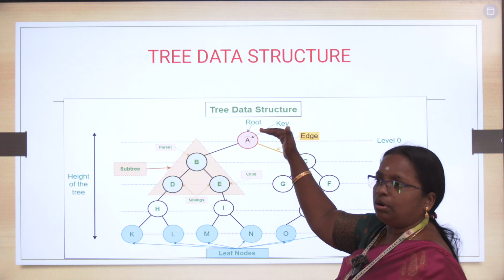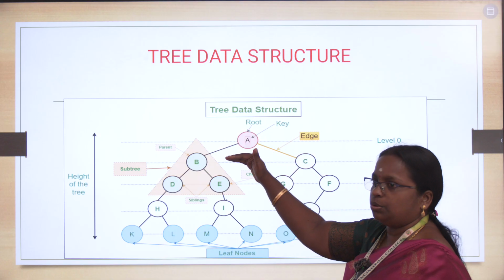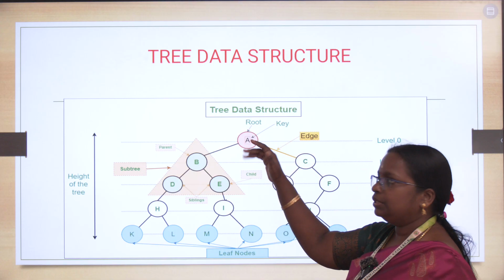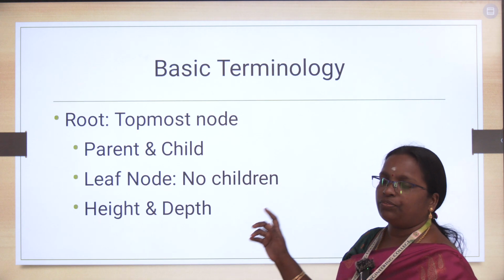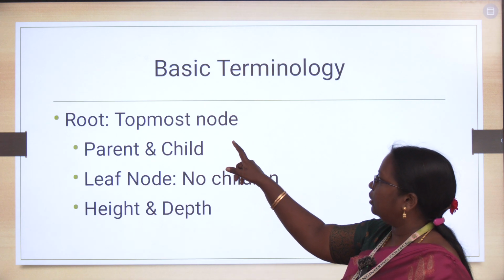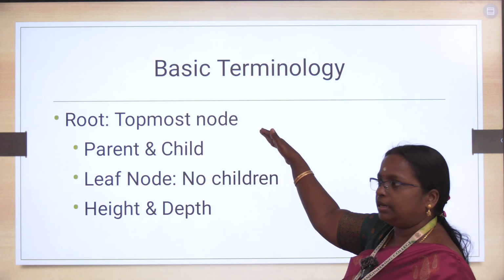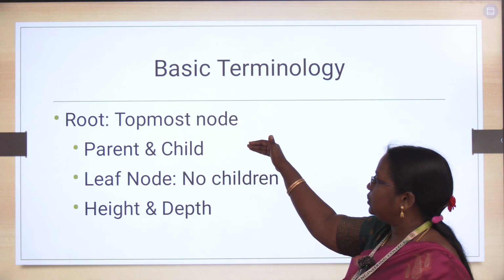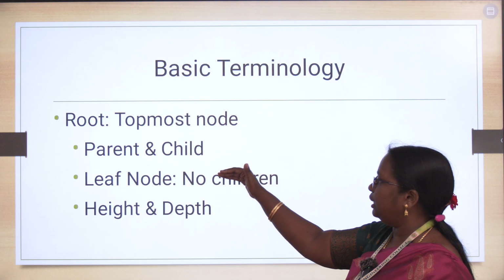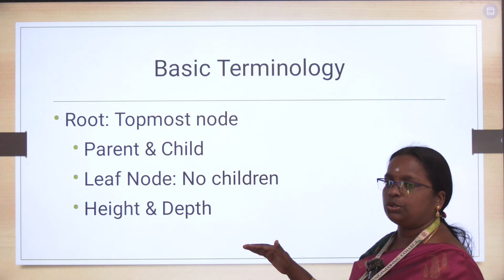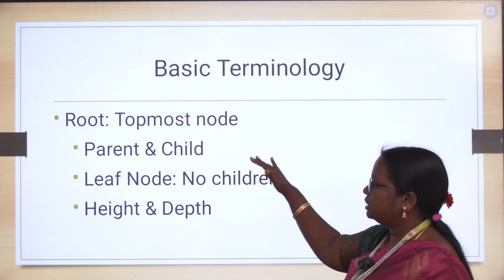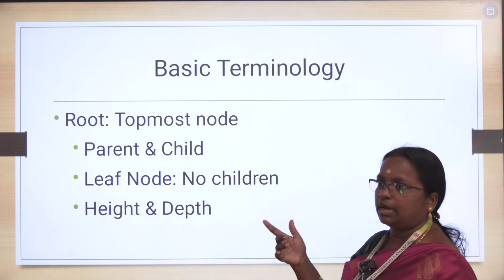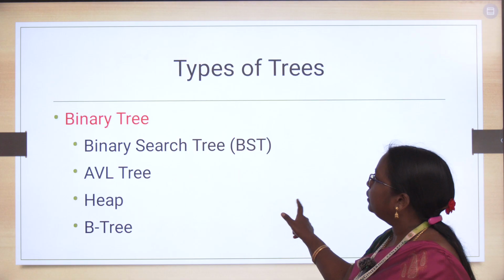The root will be at the top and the parent will be the next node, and each parent will have child nodes. So the basic terminology of a tree: the root is the topmost node, as we have seen in the diagram; then parent and child nodes; and next we have the leaf node. A leaf node means the last node, where there are no children. Next, for each tree we can identify its height and its depth.